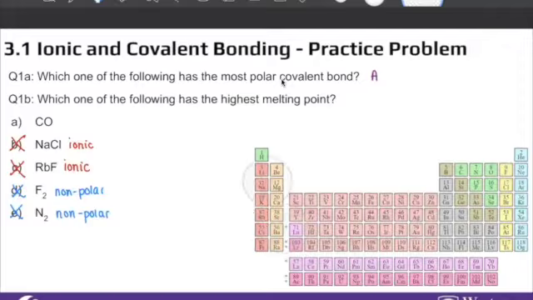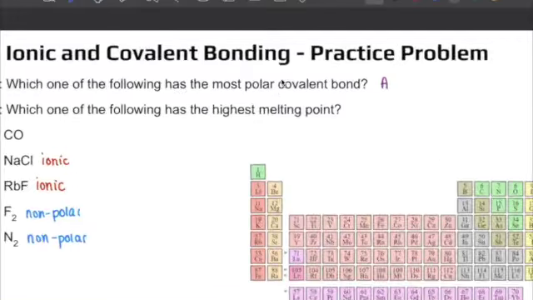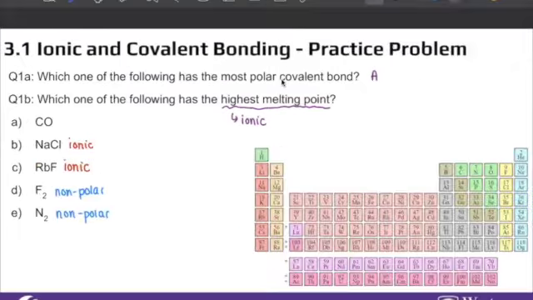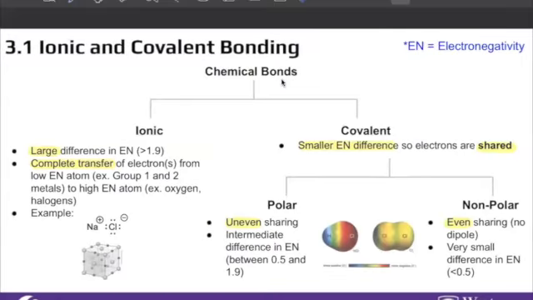Okay, and then for part B, it says, which one of the following has the highest melting point? So anytime you see a question that's asking about high melting point, immediately you want to think ionic compounds. And the reason for that is if you go back to this picture of the lattice that I put, remember I said that that's a very strong structure. So it's going to take a lot of energy to break that apart to become a liquid or to melt it.